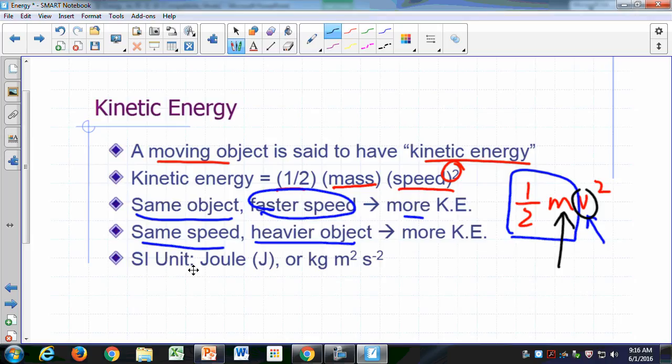So, for example, a truck versus a bicycle moving at 5 miles per hour, you wouldn't want to stand in front of a truck. It's got more kinetic energy than a bicycle, even if they're moving at the same speed.